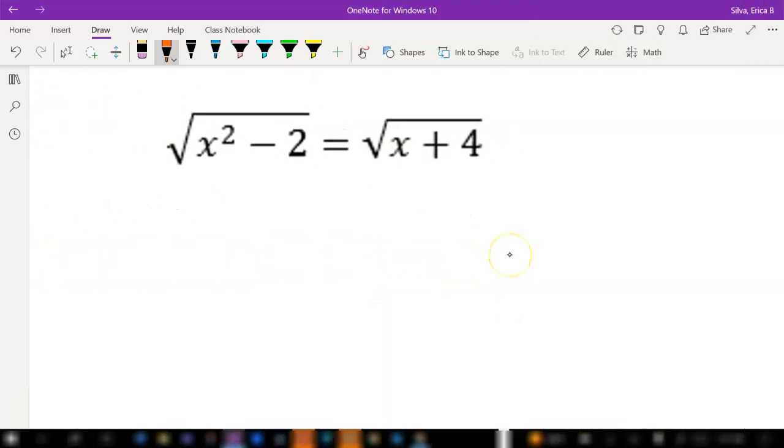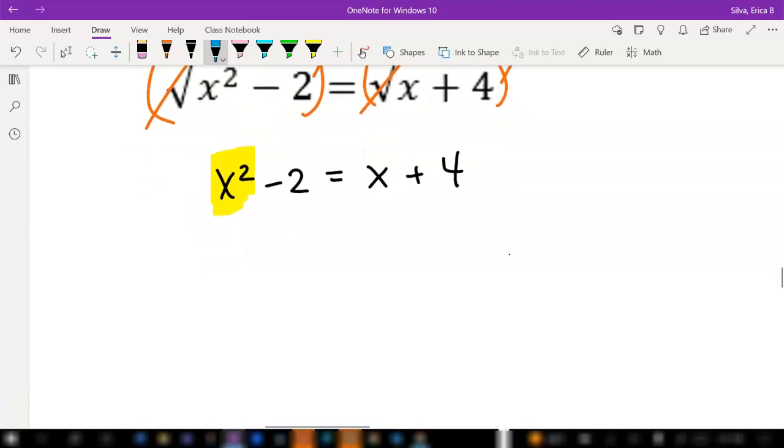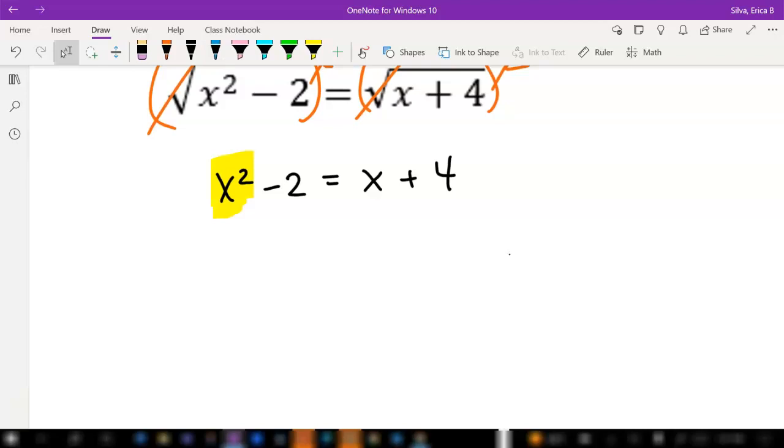Next one, notice how both of them are getting the square root. We're getting the square root of both expressions on both sides of the equation, so we can square both sides, and the square root cancels the square. And then because we have a squared, if you remember the rule, if we have a squared, we always want to make the equation equal to 0. So that means we're going to subtract x from both sides. That's going to cancel that one. And then we're going to subtract 4 from both sides.